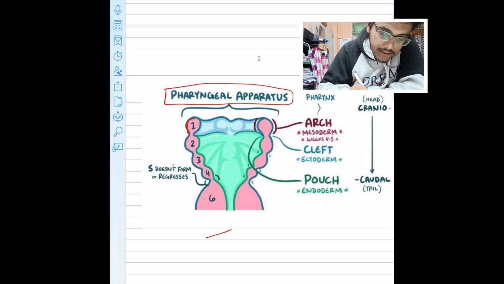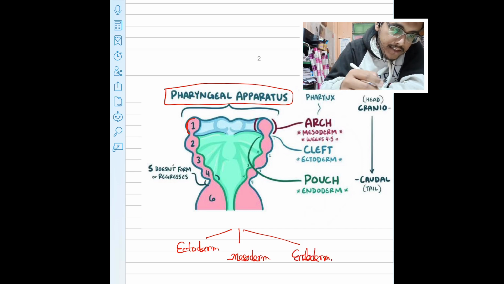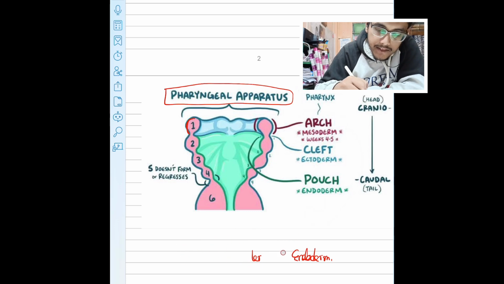What are the three primitives? Ectoderm, mesoderm and endoderm. You all know these three things. Everything developed from ectoderm, mesoderm and endoderm.